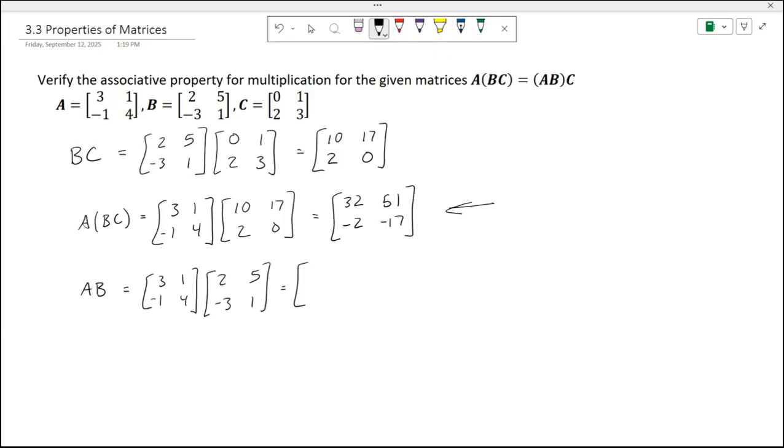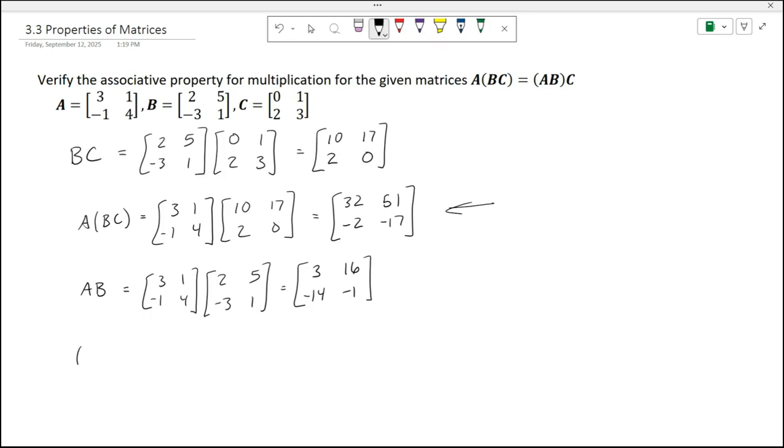Okay, first row times first column, 3 times 2 plus 1 times -3, so that's 6 minus 3 gives me 3. And then times the second column, 3 times 5 plus 1 times 1, that's 15 plus 1 is 16. Now the second row times the columns in the second matrix, -1 times 2 plus 4 times -3, so that's going to be -14. -1 times 5 plus 4 times 1 gives me -1.